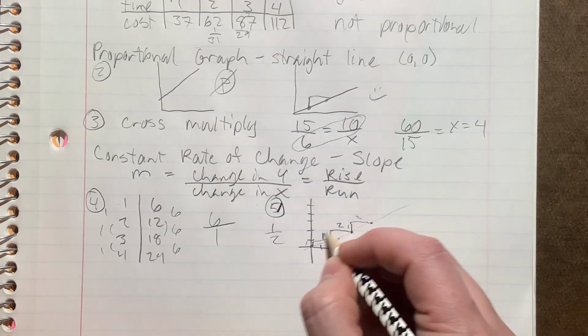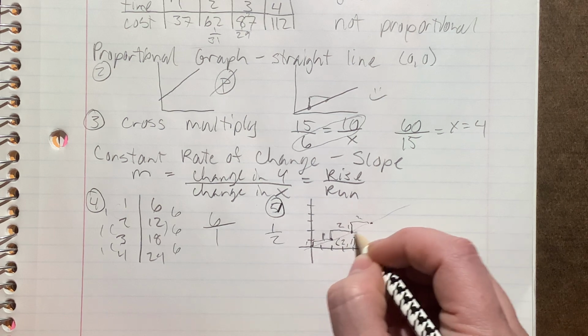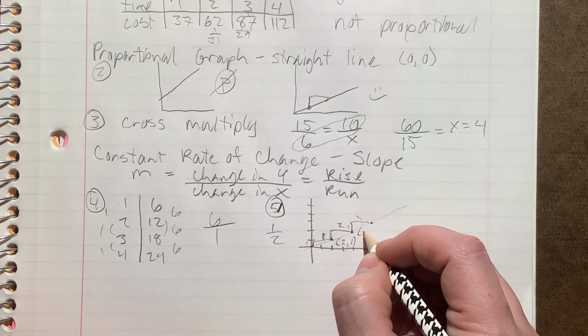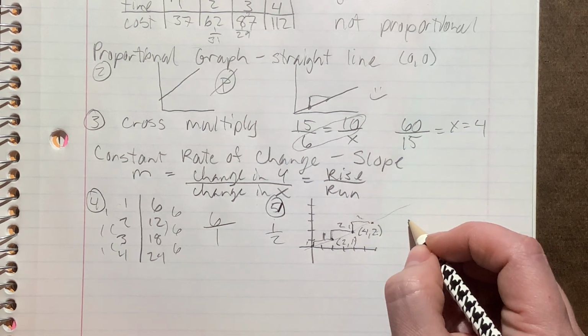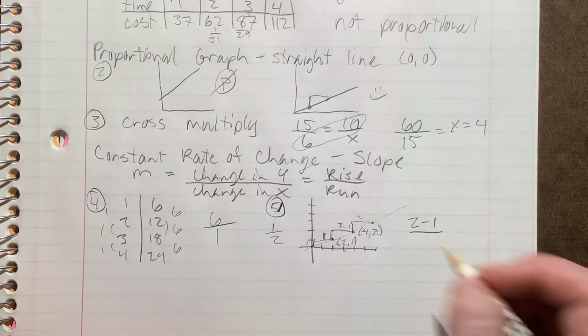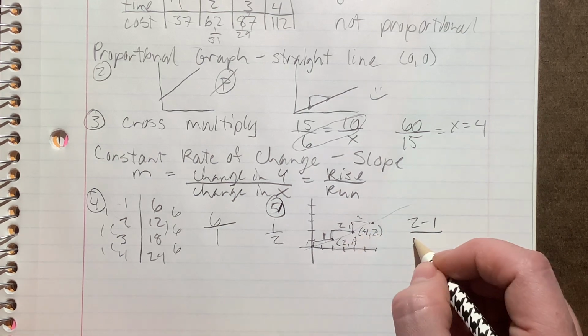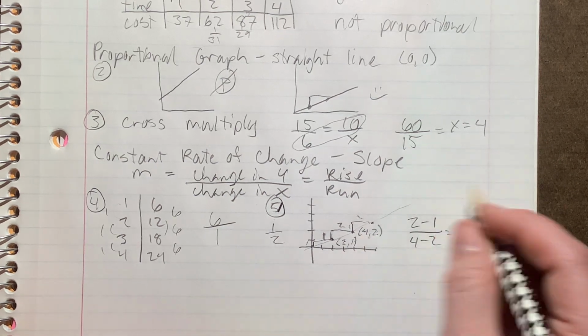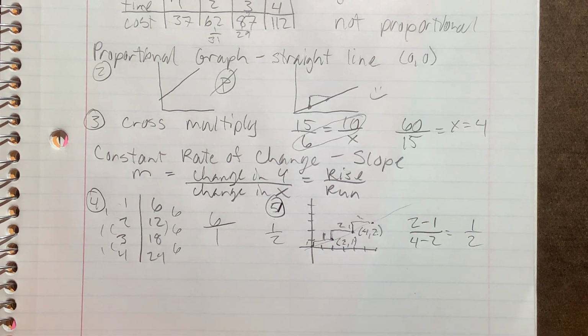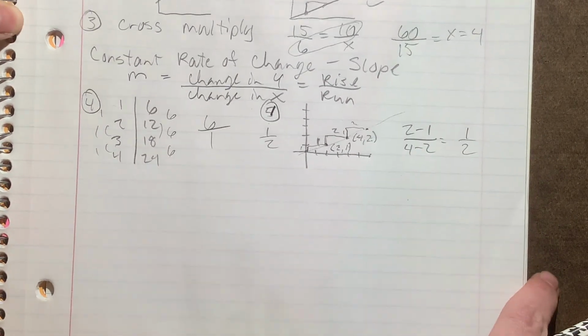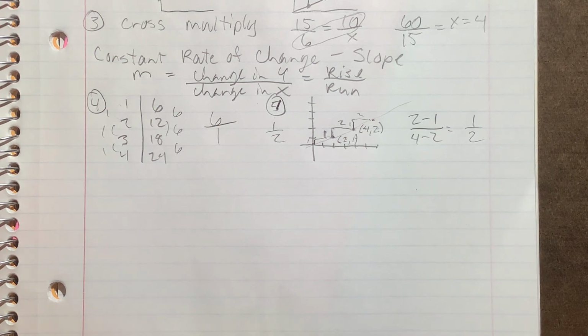Points-wise, let's say this point is the point 2, 1, and this point is the point 4, 2. We do the change in y, so 2 minus 1, over the change in x, which is 4 minus 2. Either way, we end up with 1/2. Slope. There we go. And if you don't remember that, you're welcome to go back and look at the slope sections on Canvas.